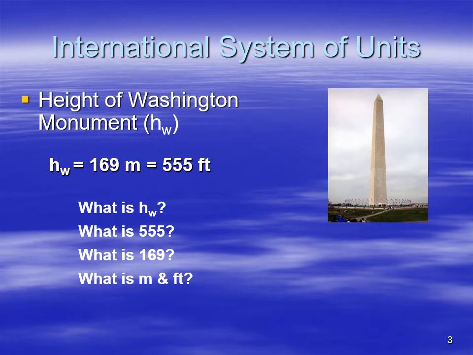So if we take some physical quantity, like the height of the Washington Monument, and we measure that, we get some numbers and we get some units. So what exactly are these numbers, and what do we mean by units?